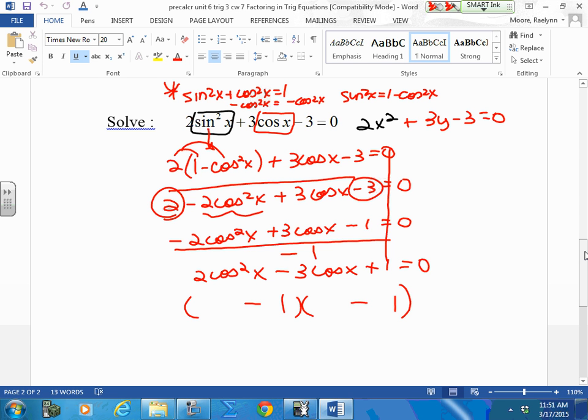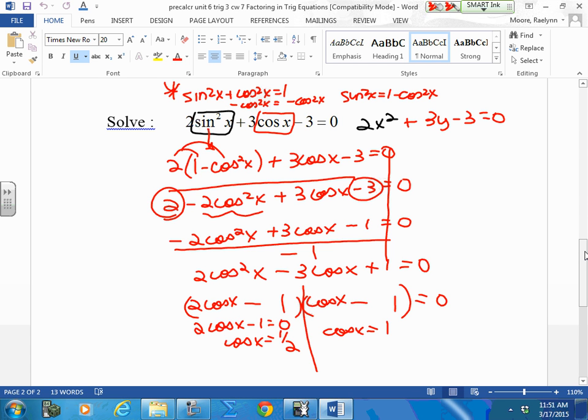I only have one factor of 2 and of 2. It's a prime number. 2 cosine x, 1 cosine x. There's your factors. Okay? So I get a negative 2, negative 1. That gives me my negative 3. I set these both equal to 0. We're almost there. Add 1, divide by 2. And cosine x is equal to 1.